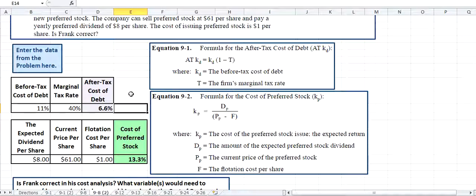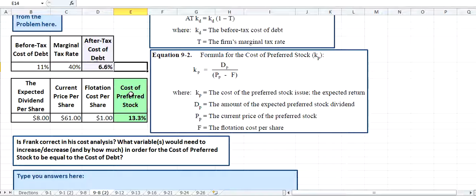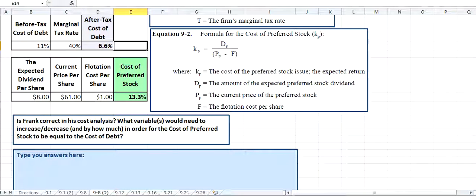Now, just so you can see how these numbers work, and what is causing these numbers to be what they are, I'm asking you to look at what variables would need to increase or decrease, and by how much, in order for the cost of preferred stock to be equal to the cost of debt. So what will we need to do with our preferred stock numbers in order for the cost to come down to the same cost as the cost of debt?